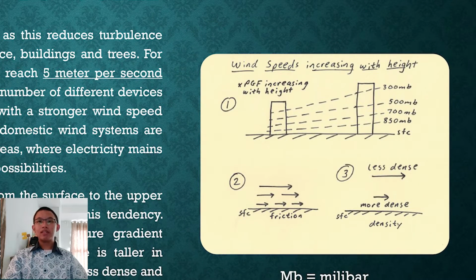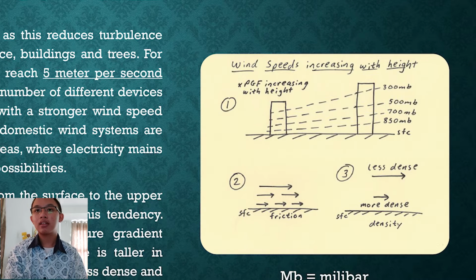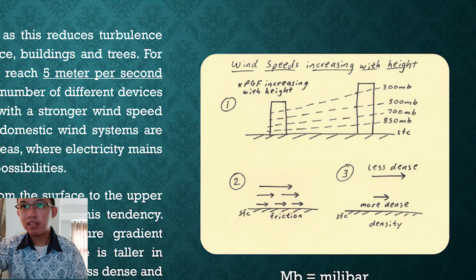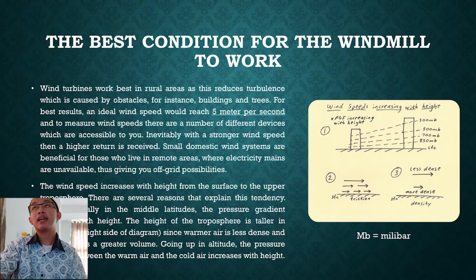The wind speed increases with height from the surface to the upper troposphere. There are several reasons that explain this tendency. First, especially in the middle latitudes, the pressure gradient increases with height. The height of the troposphere is taller in warmer air, right side of the diagram, since warmer air is less dense and thus occupies a greater volume. Going up in altitude, the pressure gradient between the warm air and cold air increases with height. And to be specific on the diagram, MB equals millibar. And just like what I said, the lower the pressure, the higher the speed.